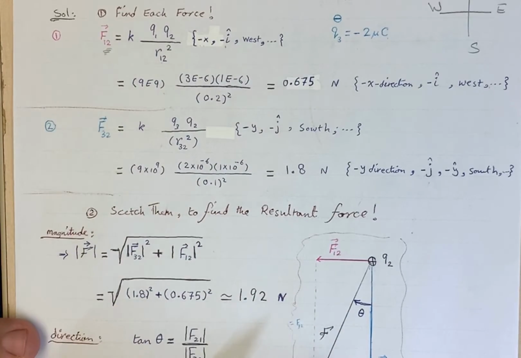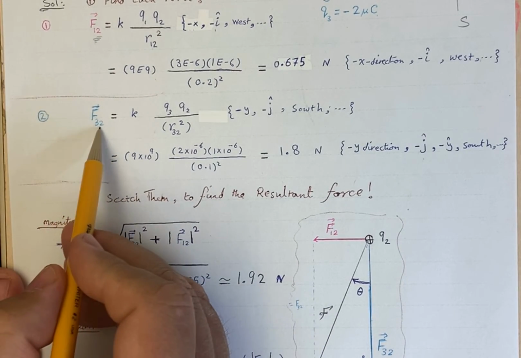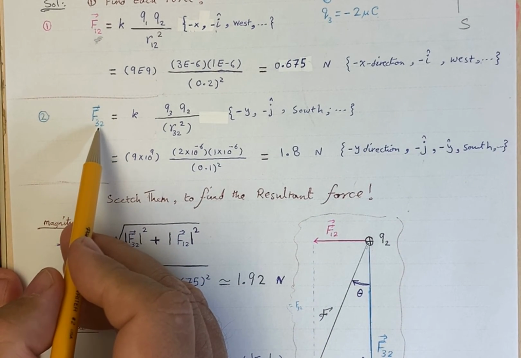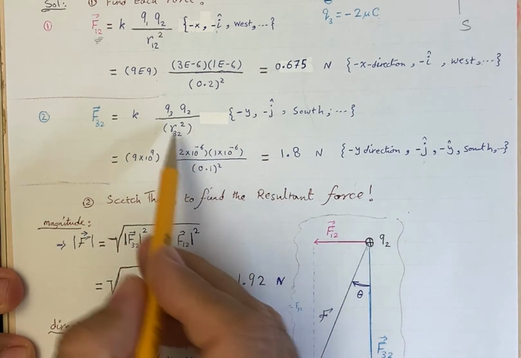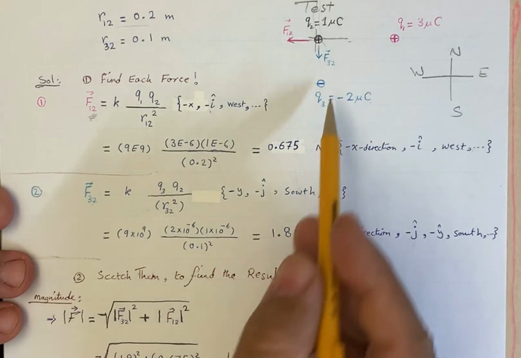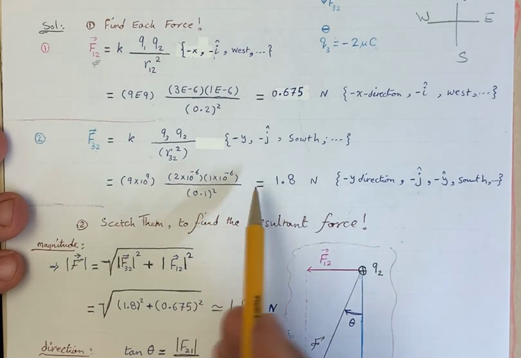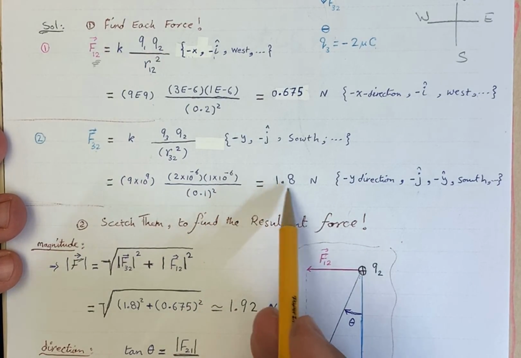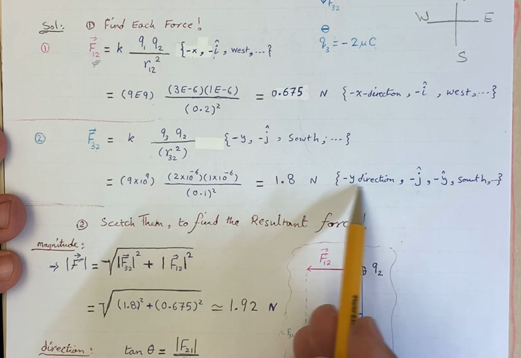The same way for the force between charges 3 and 2, it will be by using k Q3 Q2 over R between Q3 and Q2. It will be 1.8 newtons, which is bigger than this one, in the negative y direction.